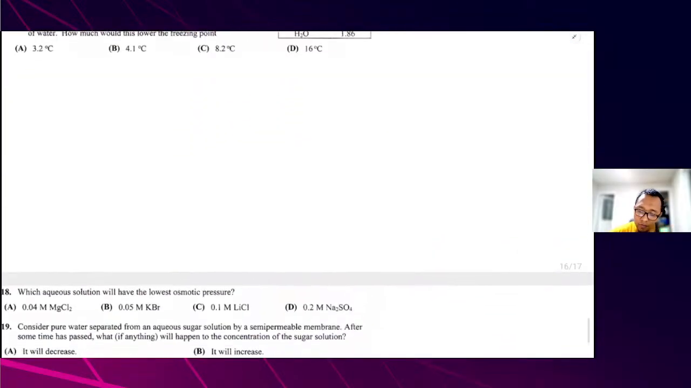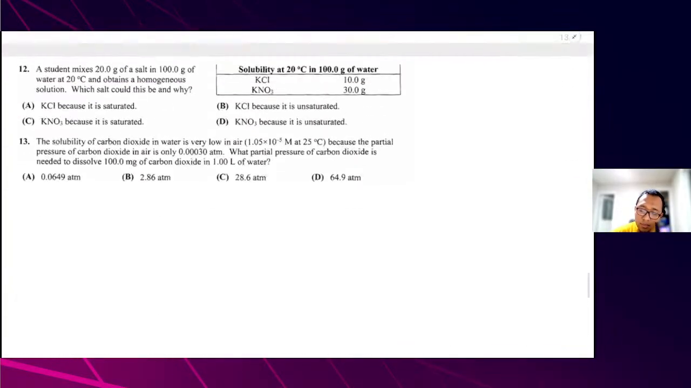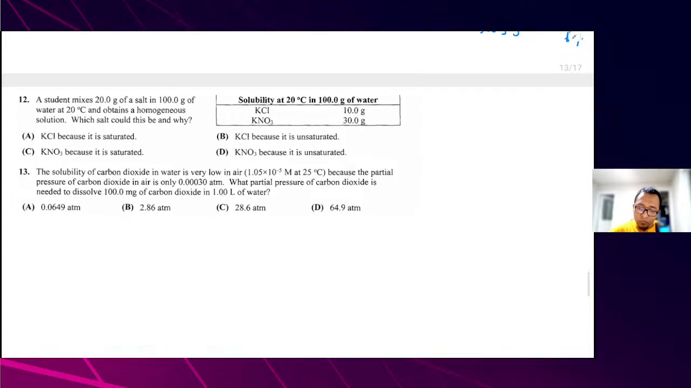So we have some more questions now. Let's take a look at number 12. A student mixes 20 gram of salt in 100 gram of water at 20 degrees Celsius and obtains a homogeneous solution. Which salt could this be and why? There is also salt information, which is KCl and KNO3.